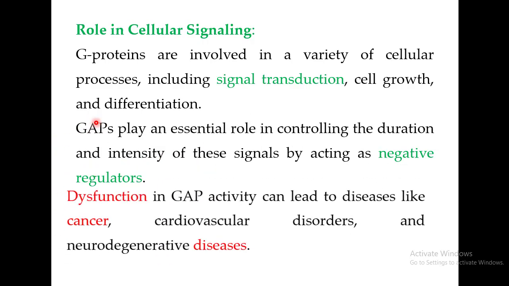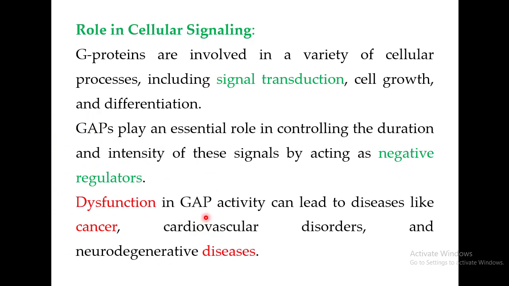Now imagine dysfunction in the function of the GAP, which can lead to various diseases like cancer, cardiovascular disorders, and neurodegenerative diseases. If I focus on this one, RAS is involved in normal cell division, but if there is a mutation in the GAP, and it cannot control the duration and the intensity of the RAS signal, that may lead to abnormal cell division, which can lead to cancer.